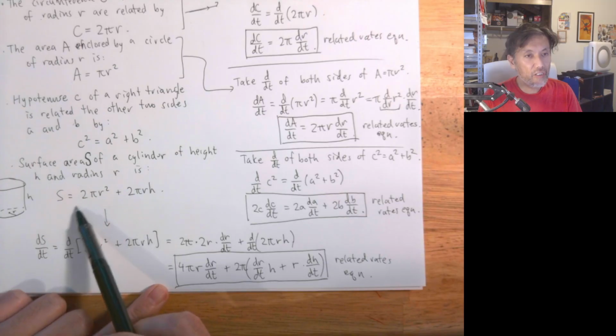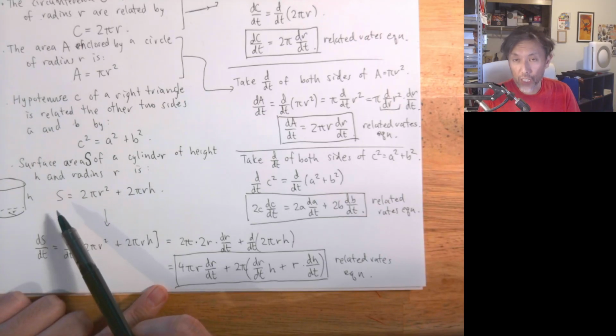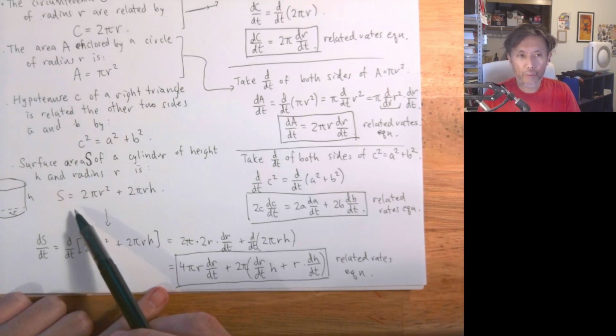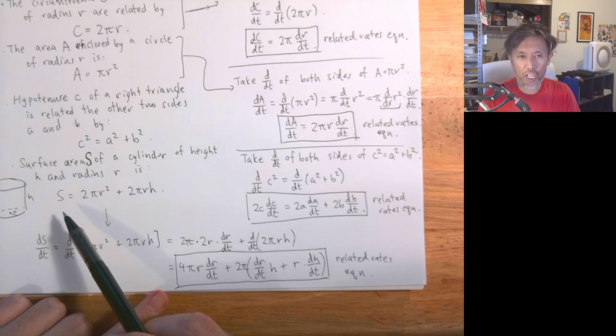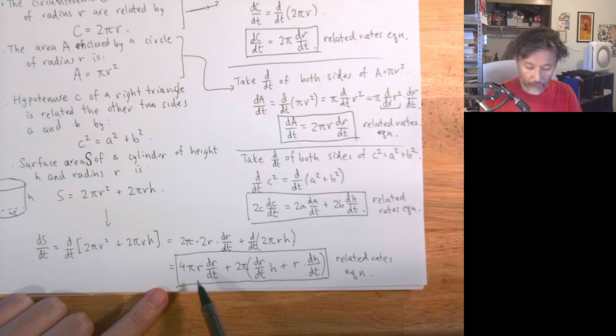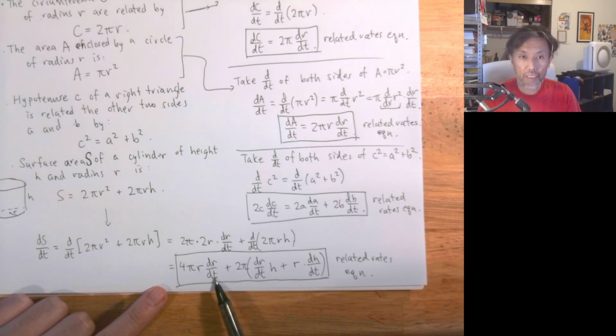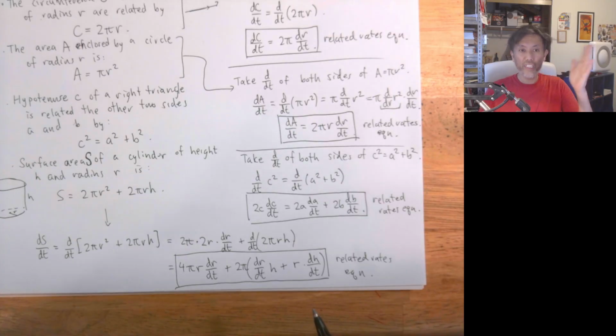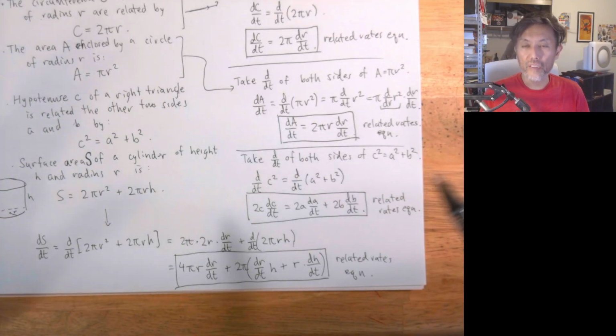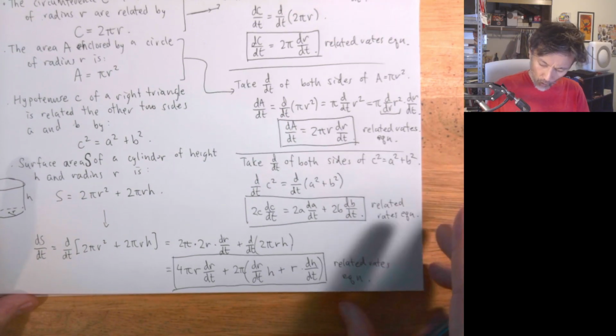In order to understand how the surface area is changing, we need to know lots of stuff. We need to know r, the radius, we need to know dr/dt, we also need to know h and dh/dt. So we need to know the rates of change of all this stuff, yeah? Okay.